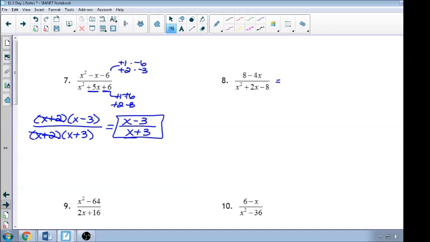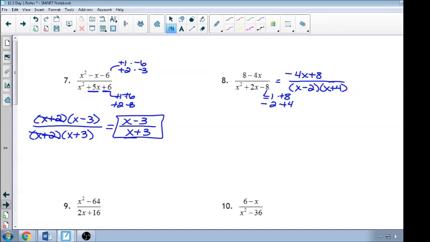8 has the issue that we had on the front where I need to rearrange. So I'm going to go ahead and rearrange the negative 4x plus 8 over. For my denominator, I need to make a factor tree. 1 times 8, 2 times 4. Middle term's positive. Needs to multiply to a negative, which tells me that negative 2 and positive 4 is what I'm going to factor into.